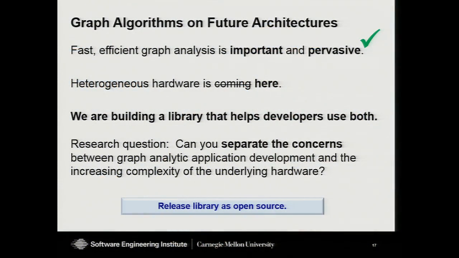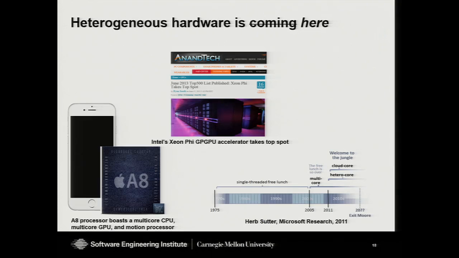Okay, so hopefully I've convinced you that graphs are important and pervasive, and now I'm going to talk about heterogeneous hardware. Heterogeneous hardware is here. If you look at the bottom left, you see a new phone. The Apple A8 processor is a multi-core CPU. It has multi-core GPUs and a special purpose motion processor. And this is the phone that's in many people's pocket.